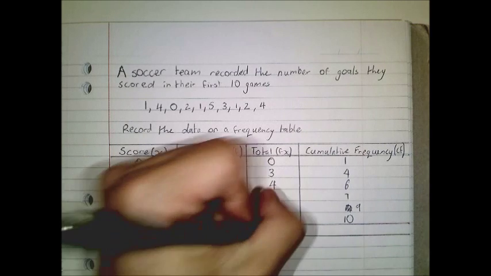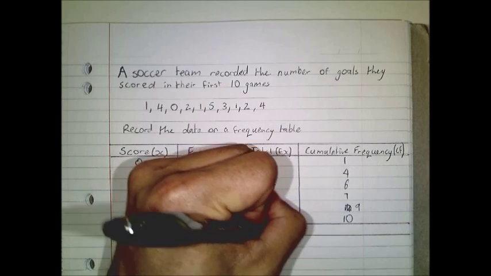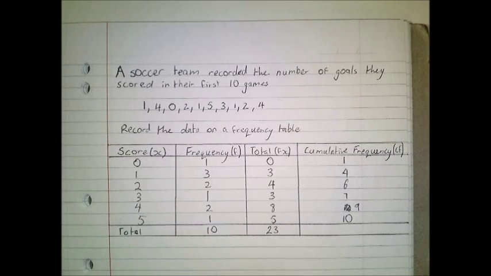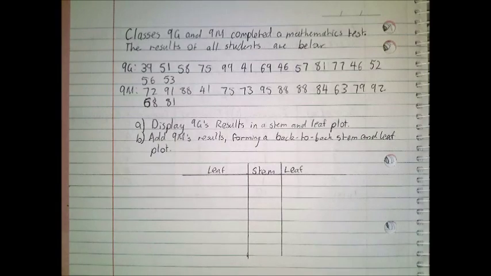And the total FX, the sum of all of these entries here, should equal 23, meaning that the team scored 23 goals that game. Our last question reads, classes 9G and 9M completed a mathematics test. The results of all students are below. This question requires us to first display 9G's results in a stem and leaf plot.